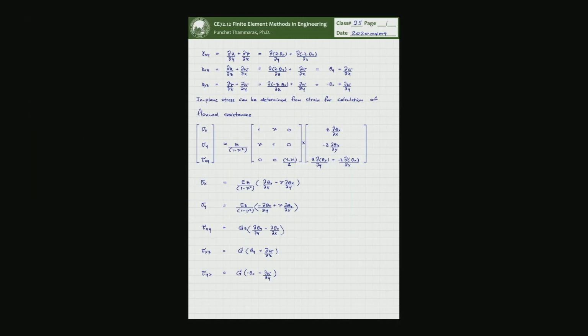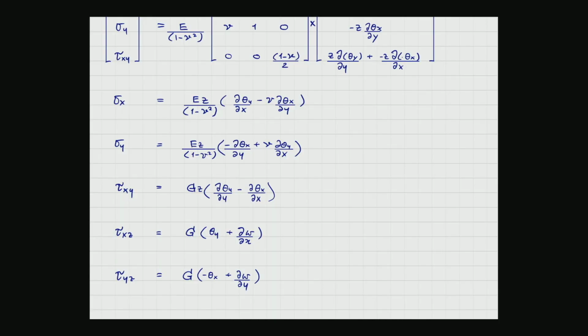We will compute the moment next. We have all stress components. Now we can compute the moment. Actually, why do we compute the moment? Okay, let me ask you.